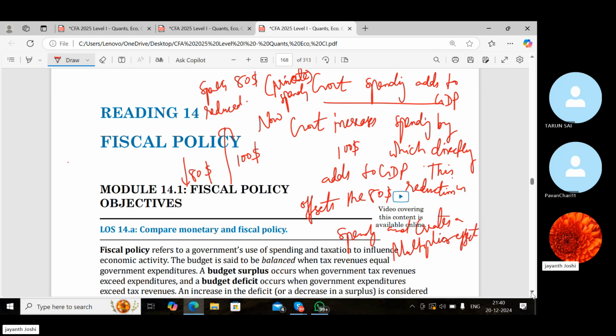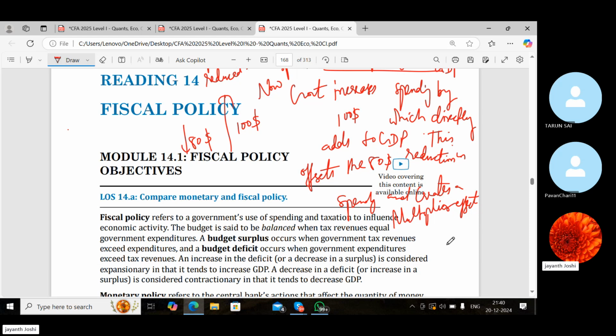So now what happens next step? See, government spending of $100 adds to GDP. So we will see the net impact in GDP because of this.